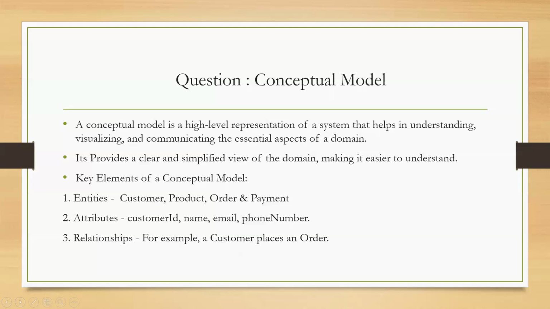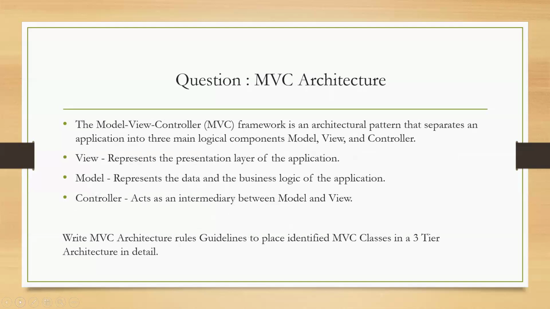Okay. Next. The next question is about the MVC architecture. So what do you mean by this MVC? The model, view, and the controller. It is an architectural pattern that separates an application into three main logical components: the model, view, and controller. I think you have an idea regarding the three-tier architecture, right? We have divided it into the user layer, business logic layer, and the data layer.